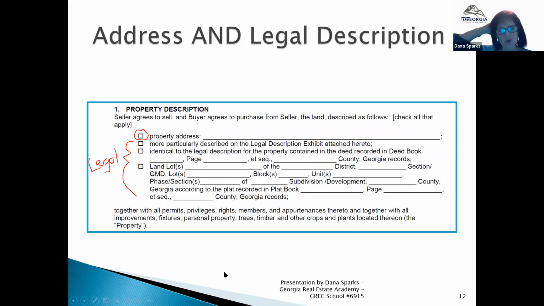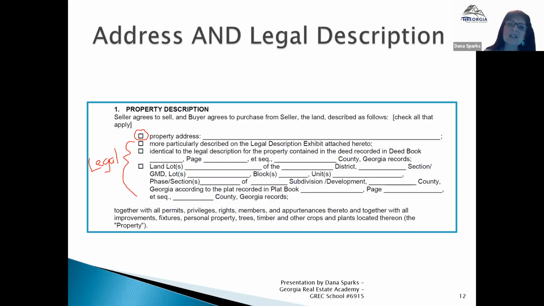So in Georgia, at least in Metro Atlanta, how many, this is rhetorical, you guys don't need to type in the chat, how many Peachtree Roads are there? More than one. Therefore, what is the possibility that there is more than one 123 Peachtree Road? A good possibility. So just to make sure that the buyer and seller, and more importantly, the closing attorney and the deeds know what parcel of property is actually being conveyed, you need a legal description in addition to a property address.